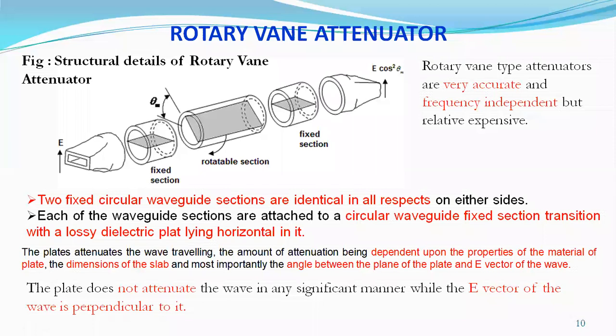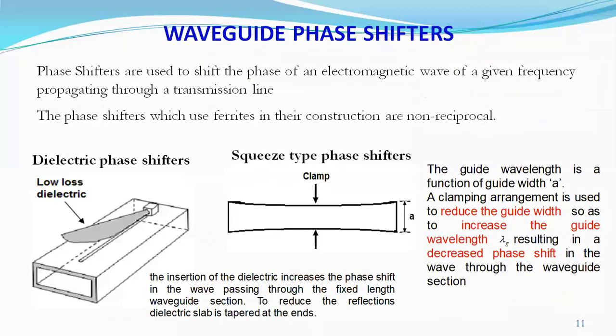If it is vertical, now see here, the plate does not attenuate the wave in any significant manner while the E vector of the wave is perpendicular to it. If it is perpendicular, no absorption takes place. If it is parallel, there is complete absorption by this resistive card, and that absorption also depends upon the angle theta. So based on the angle, the absorption takes place. That means the attenuation depends upon the angle between the electric field lines and the resistive card in the rotary vane type attenuator. So this is the rotary vane type attenuator, right?